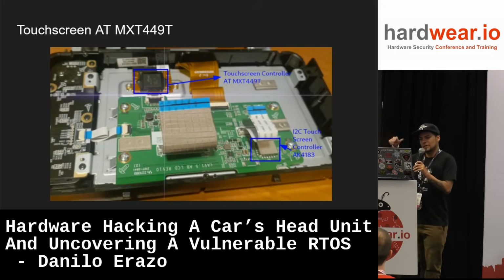The touch screen used in this case is the MXT4490, as you can see, and there is also another touch screen. The difference between the AK4183 and the AT-MXT4492 is that the MXT4492 is a capacitive touch screen, and the AK4183 is a resistive touch screen. So the MXT4490 is better. Okay.